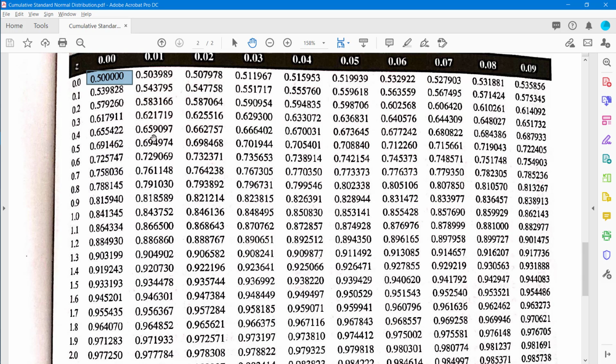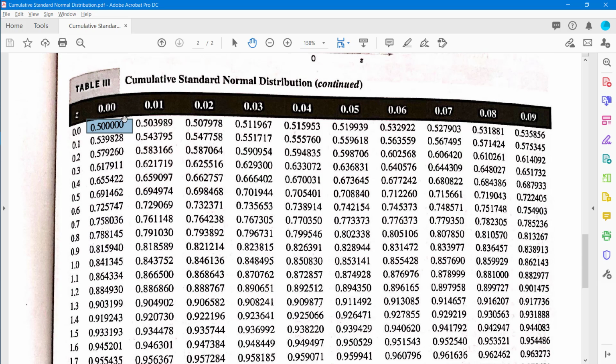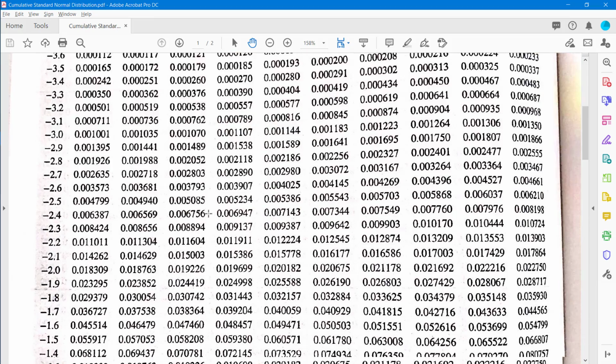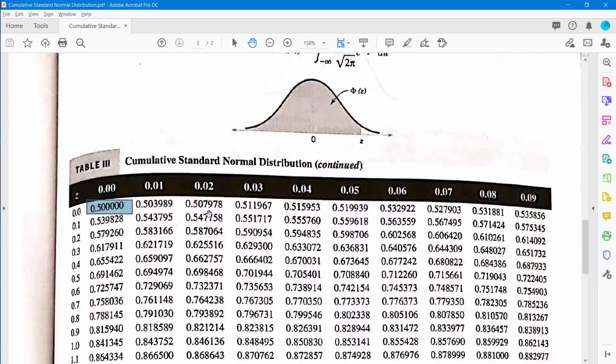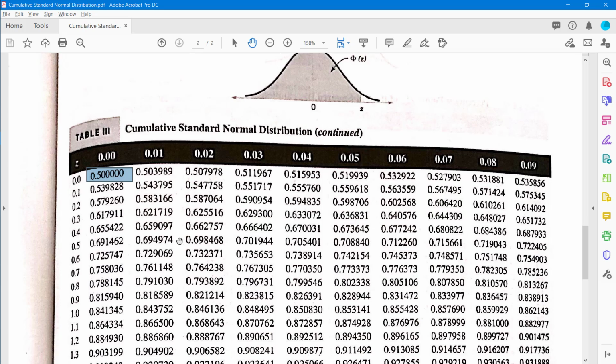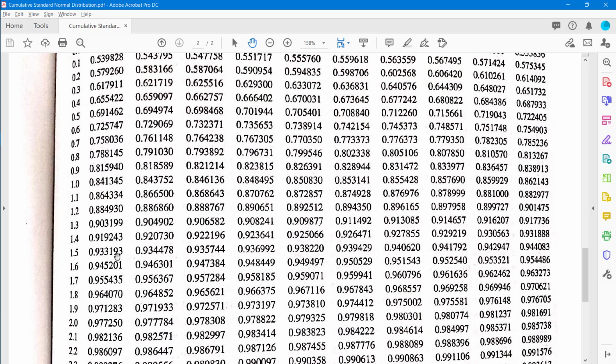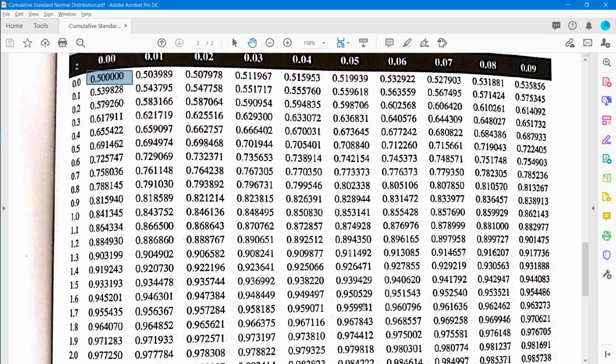Now, if you have to find the value for Z less than minus 1.55, we can definitely look it up in the table, but we can also calculate the value because it's symmetric. We can calculate the probability less than 1.55, so 1 minus 0.939429 gives you approximately 0.060.